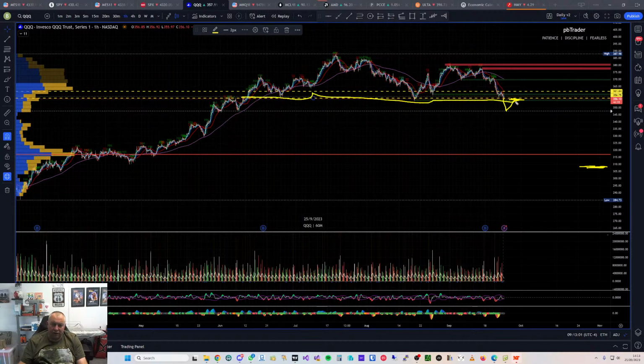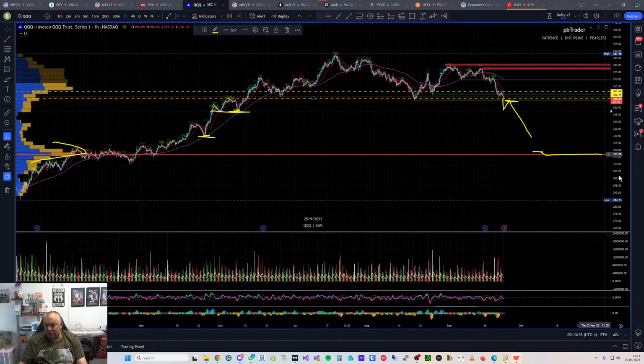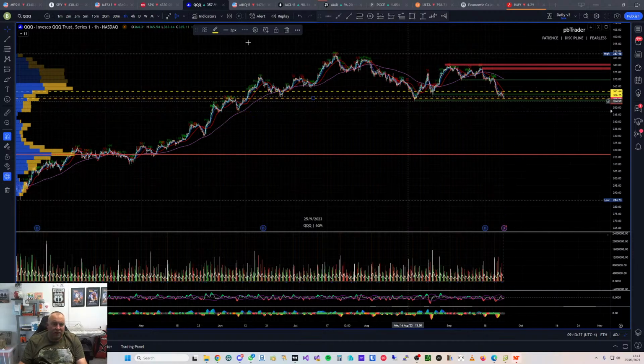So that's the neckline along there, and we've got the left shoulder, the head, and the right shoulder. So we could be potentially looking for a break and retest of this area, 356 area, for a potential rejection down, with a target there. The next target would be around here, and then obviously we've got this highly congested volume at 315 to 317 area. Okay, so that's Qs.